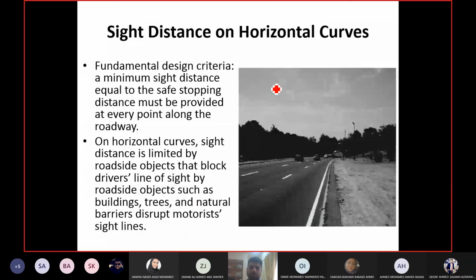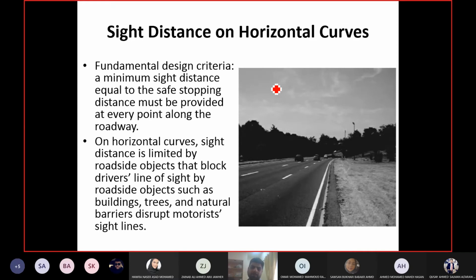Moving on to the criteria of stopping sight distance, or criteria of sight distance. We said sight distance is a safety requirement, and it must be provided at all points of the highways, including the horizontal curves. The minimum criterion is that the sight distance available to the driver should be equal to the required stopping sight distance. The total stopping distance must be provided as minimum visibility on the highways, including the horizontal curves as well.